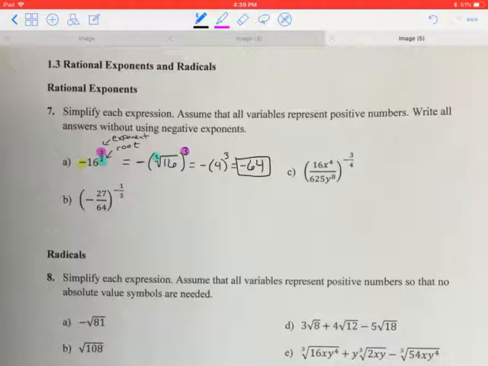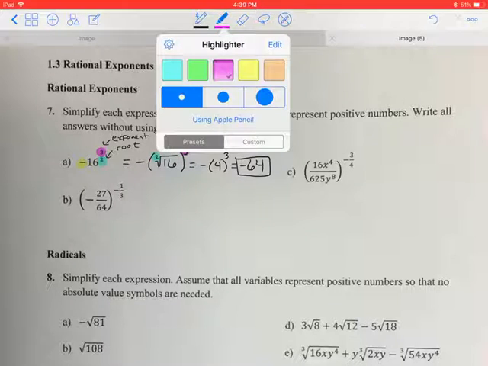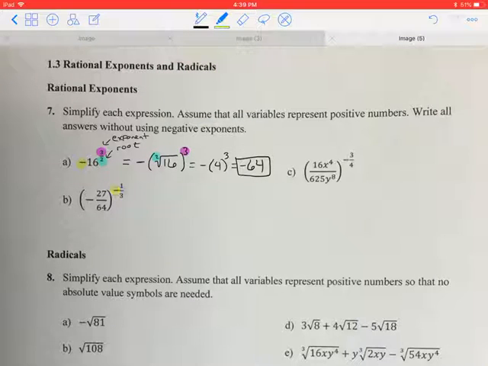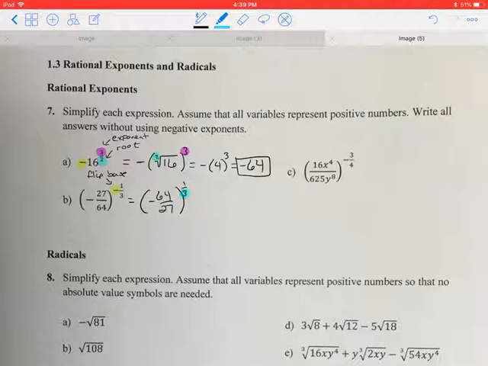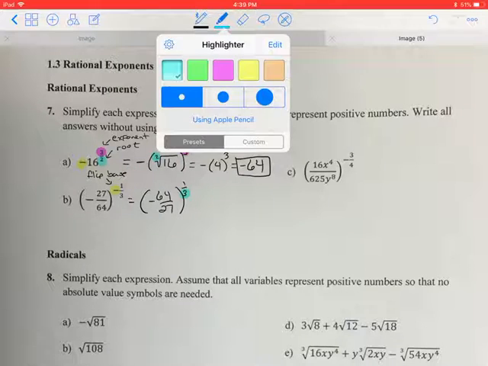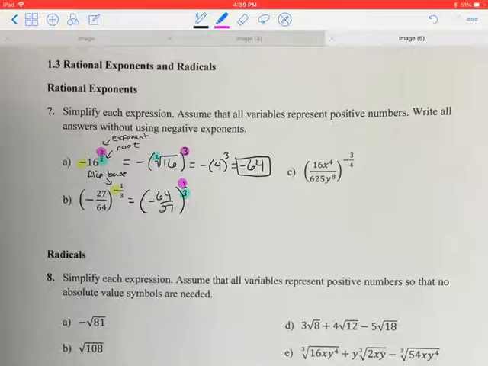Okay, so if we look at B, B has, in addition to a fraction for an exponent, it also has a negative. So remember, when we see that negative, that tells us to flip the base. So my next step, I'm going to flip the entire base, and that's going to make that a positive 1/3. Then just like the previous problem, the bottom becomes the root, and the top becomes the exponent.